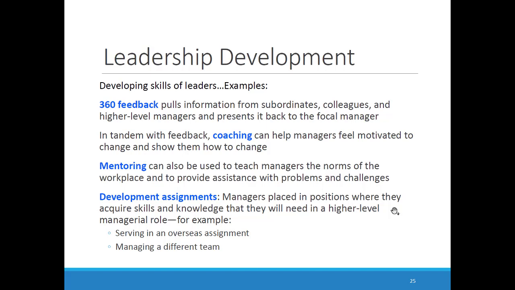So, for example, a lot of times leadership coaching is used. Coaching is a one-on-one process where a leader meets with an executive coach, and oftentimes it starts with 360-degree feedback. So we talked about 360-degree feedback in our performance appraisal session. But 360-degree feedback is when you pull information from a lot of different sources. So from the employee, the leader, him or herself, from their subordinates, from their colleagues, from higher level managers, and all of this information gets given back to the manager who's being coached.